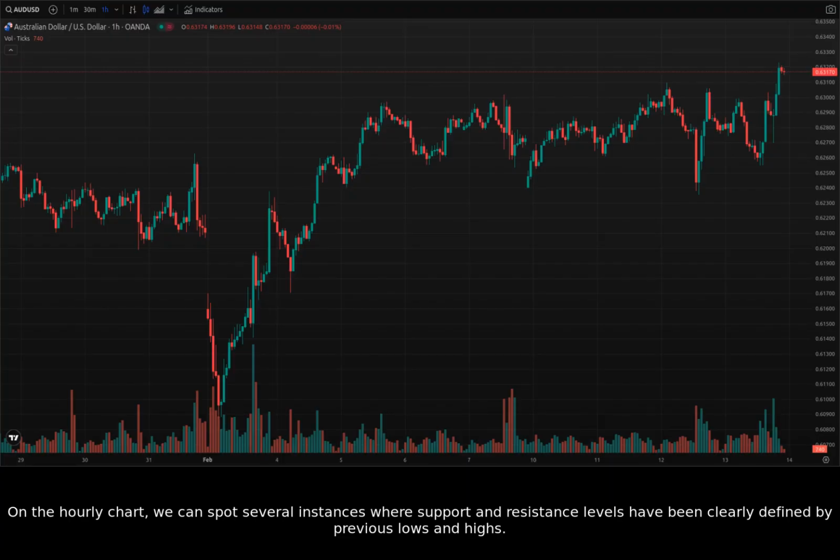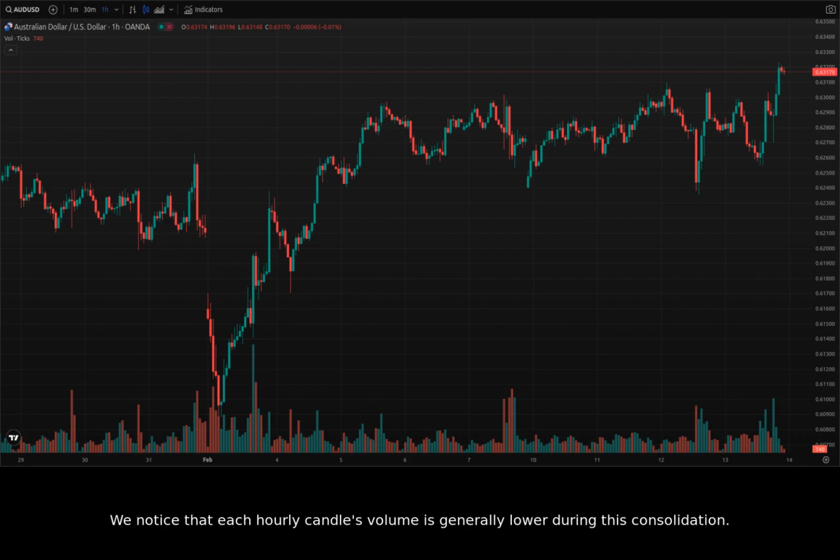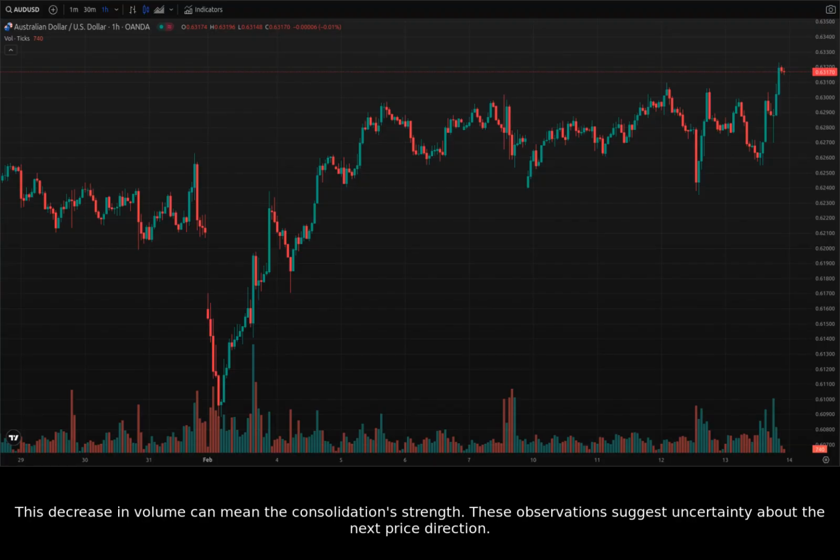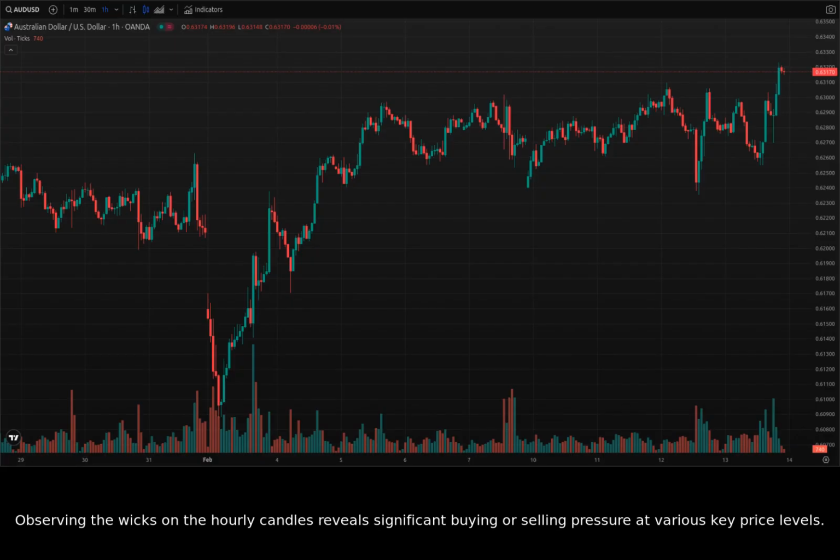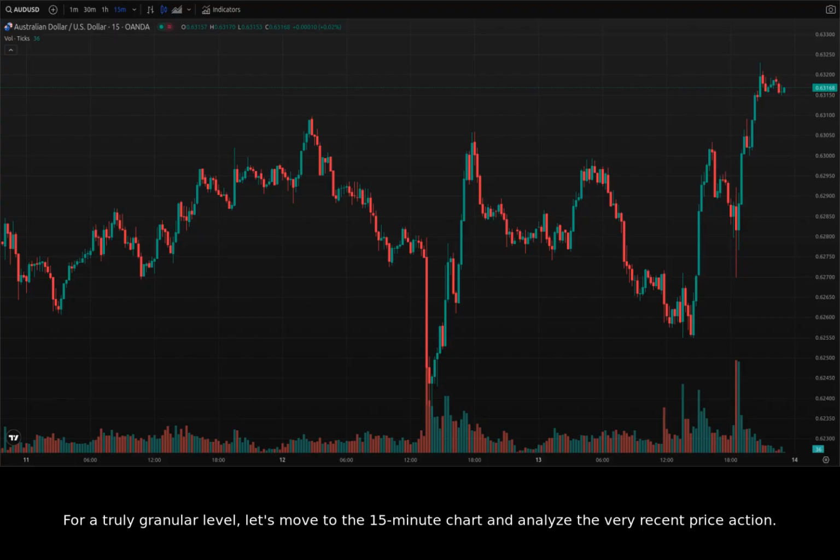On the hourly chart, we can spot several instances where support and resistance levels have been clearly defined by previous lows and highs. We notice that each hourly candle's volume is generally lower during this consolidation. This decrease in volume can mean the consolidation's strength. These observations suggest uncertainty about the next price direction. Observing the wicks on the hourly candles reveals significant buying or selling pressure at various key price levels. It is important to note that the hourly chart shows a trend of lower highs, which may signal a short-term bearish trend.